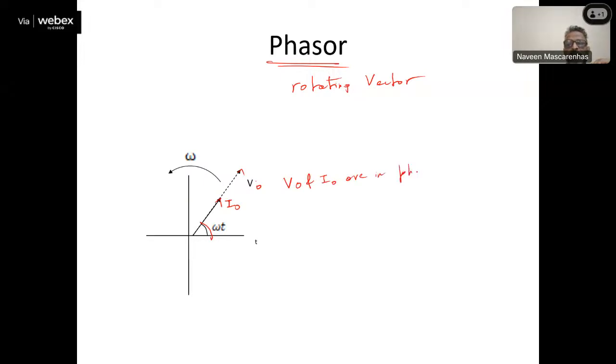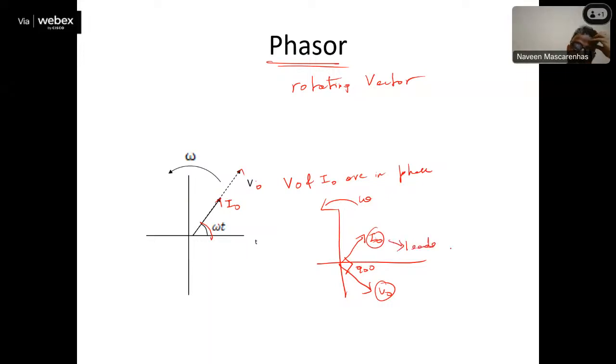Why? Because both of them have the same phase, no? Omega t. But if you draw the diagram, let's say this is I naught and this is V naught, and the angle is 90 degrees. Now we don't say that they are in phase. I naught and V naught are not in phase; I and V are out of phase. Current leads V by 90 degrees.